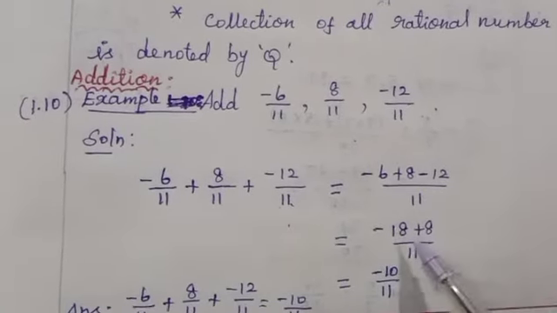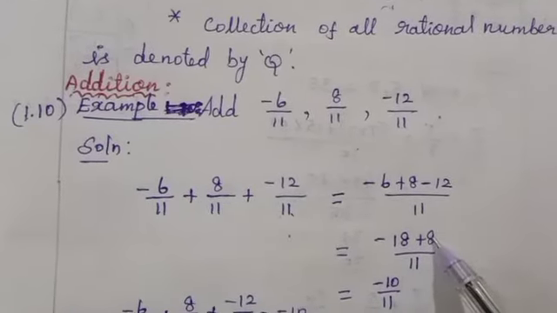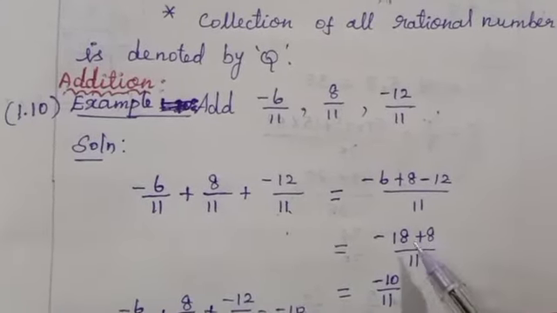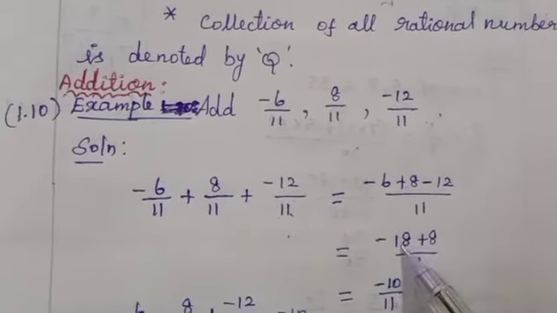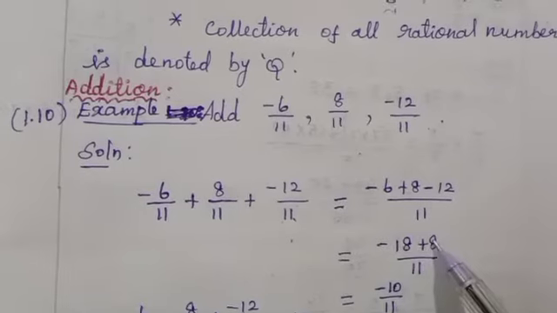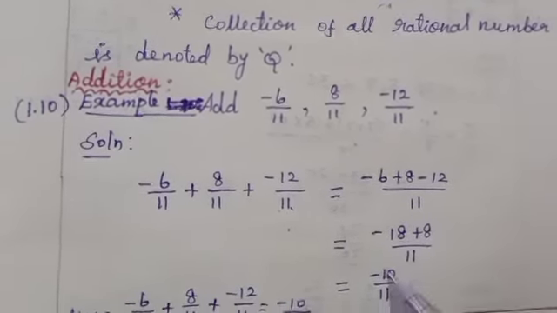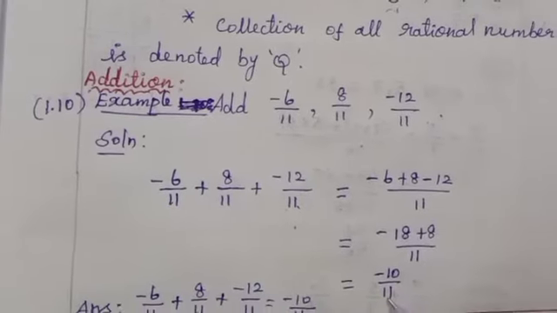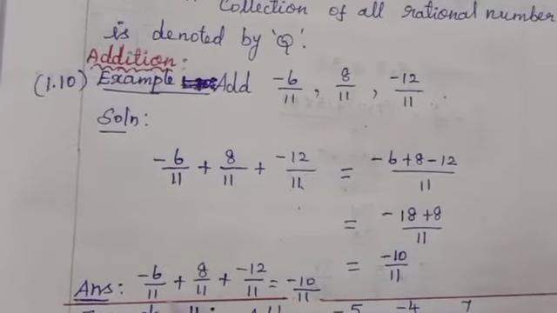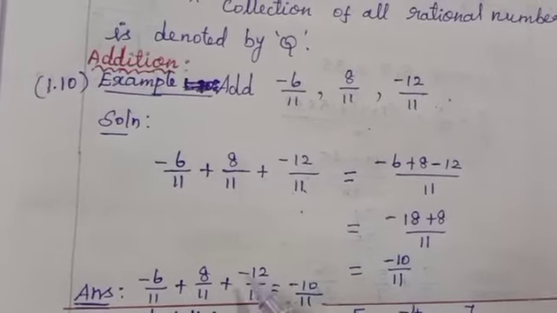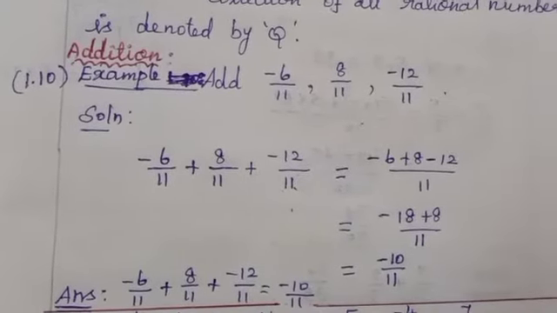Again you have to simplify. These two have different signs. For different signs, we have to subtract the smaller number from the greater number. Which is the greatest number? 18. 18 minus 8 is 10. The greater number's sign is minus, so minus 10 by 11. Therefore the answer is minus 6 by 11 plus 8 by 11 plus minus 12 by 11 is equal to minus 10 by 11.